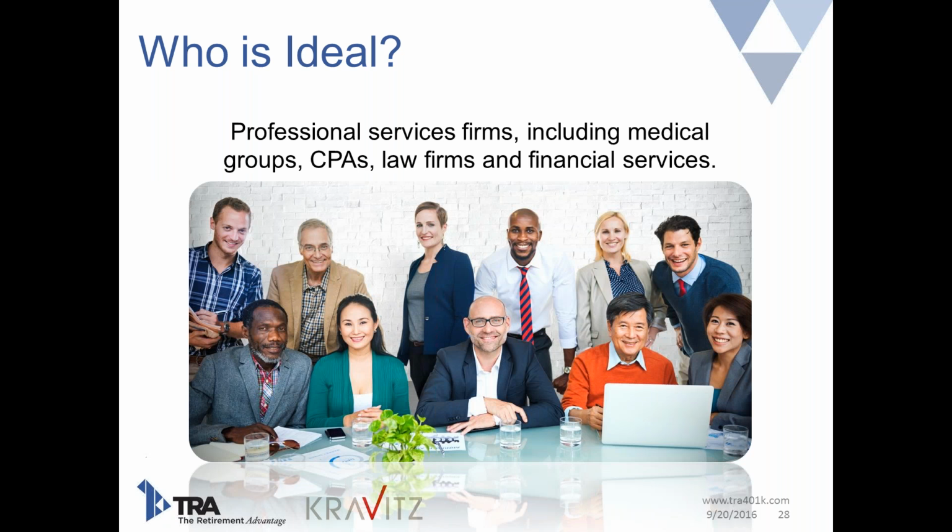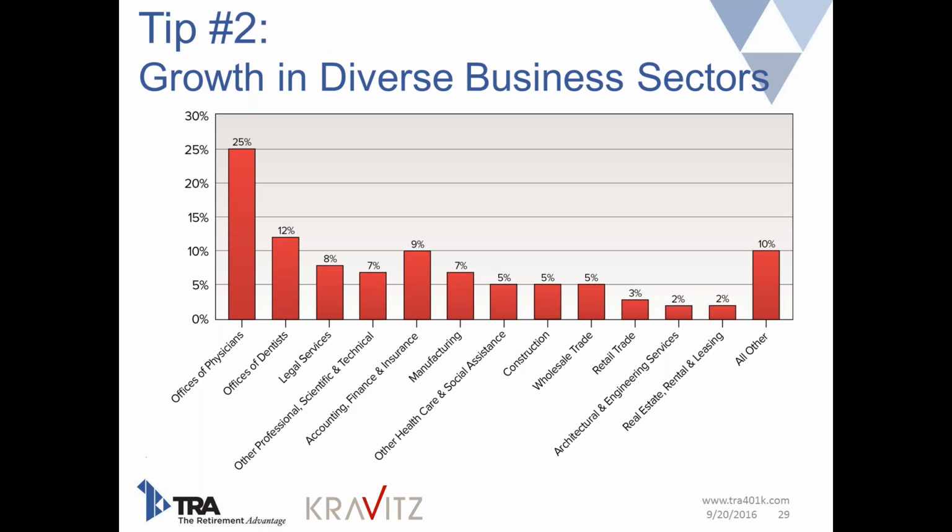Who else is ideal? Well, if you look at the 5500s that are filed by these plans, and you look at the business code, a lot of these are professional service firms. Number one is medical groups, but we're also seeing accountants, law firms, people in the financial services industry. In fact, a lot of advisors even put in cash balance plans. Here's a breakdown of some of the top industries. If you look at offices of physicians, you add in the dentists, you add in the hospitals, almost a third of cash balance plans are being sponsored in the medical sector.